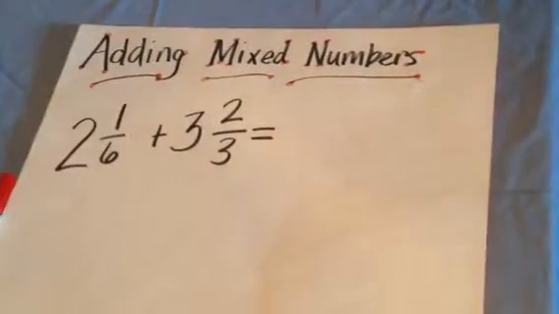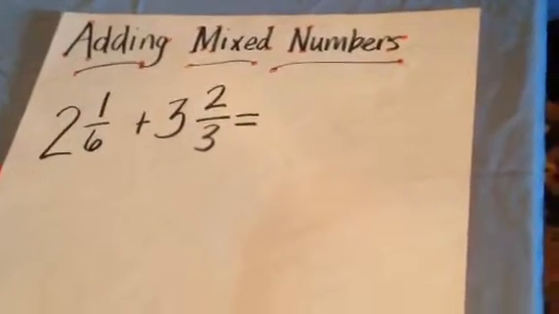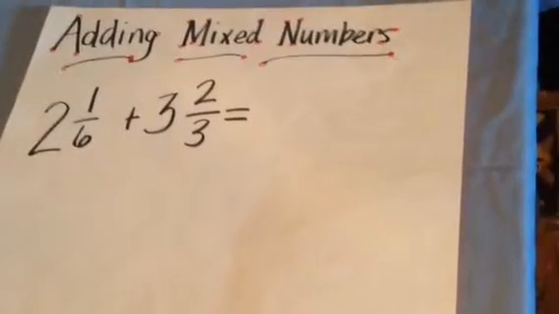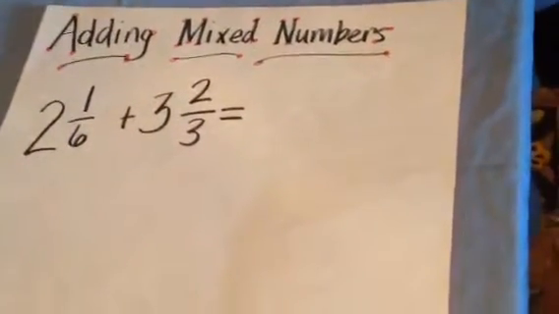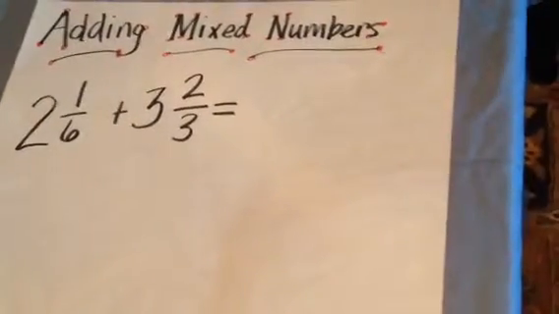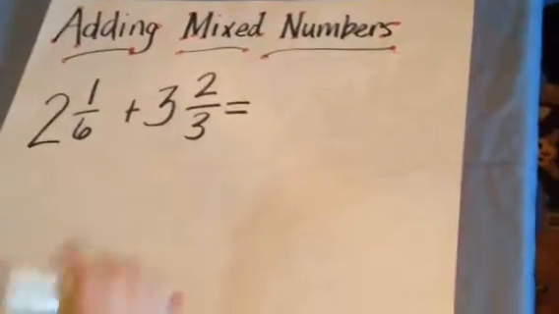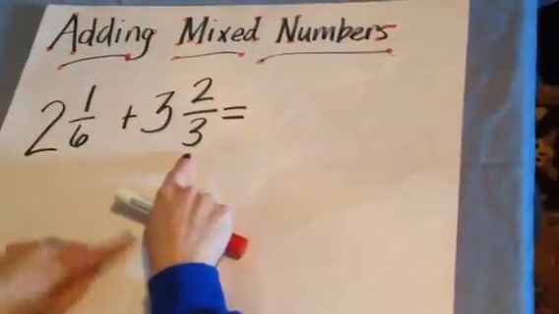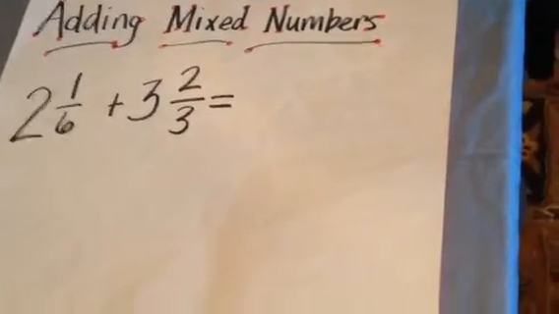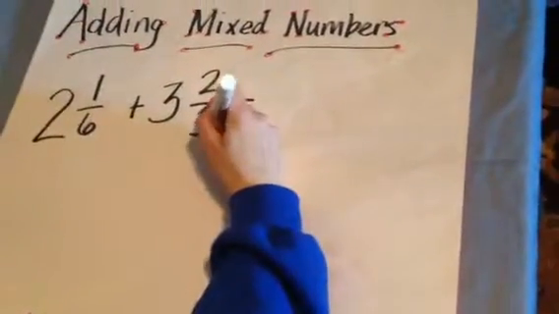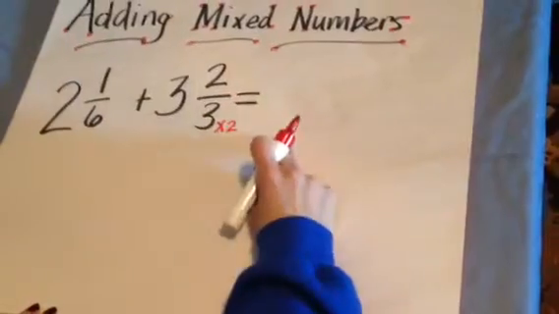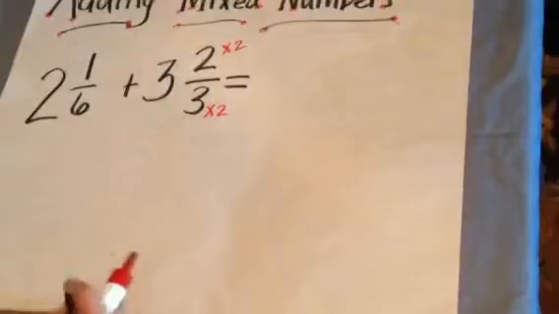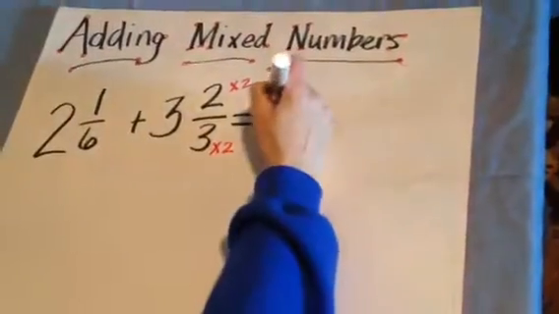Remember to stop the video at any point that you need to. Our next problem is going to be an adding mixed numbers problem. And the problem is 2 1/6 plus 3 2/3. Again, I need to address these fractional parts of these mixed numbers. I have a 6 here and a 3 here. Luckily, I don't have to do much work. I just need to multiply my 3 by 2 here, which means I also have to multiply my numerator of 2 by 2.